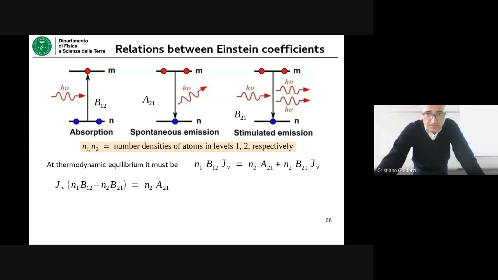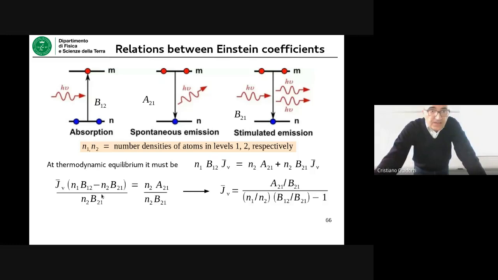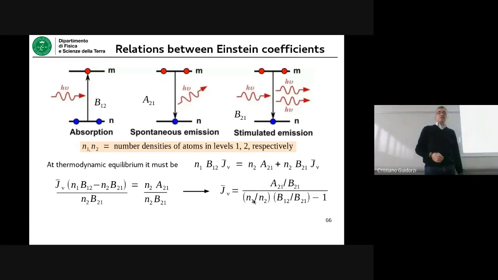So, very simple mathematics. You put all the terms having J nu bar on the left-hand side, and then you divide both sides by N2 B21. So in the end, this is just the ratio between these two, and this is just -1. So this is a useful way to express the average intensity, J nu bar, as a function of, you see, in addition to the three Einstein coefficients, the ratio between the two number densities. And this makes sense if you think a little bit.